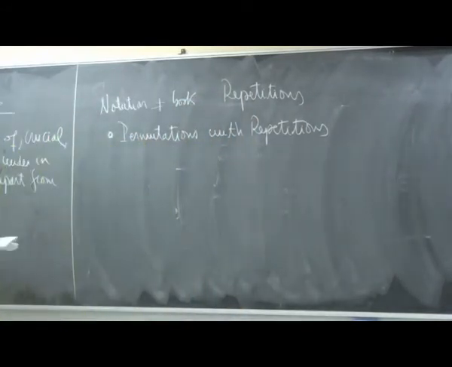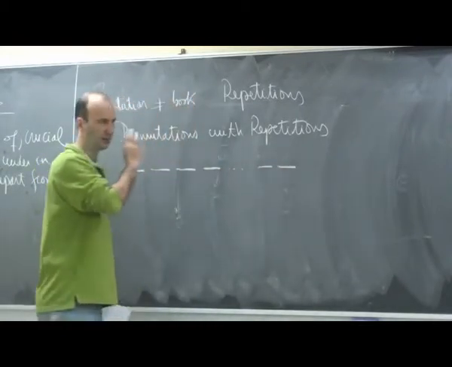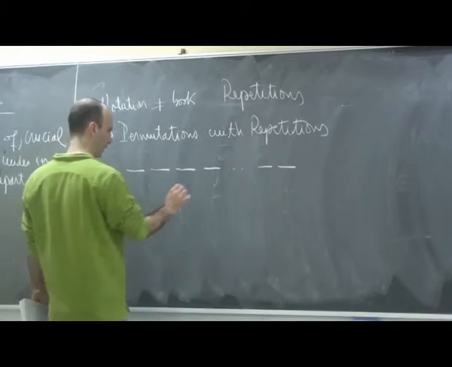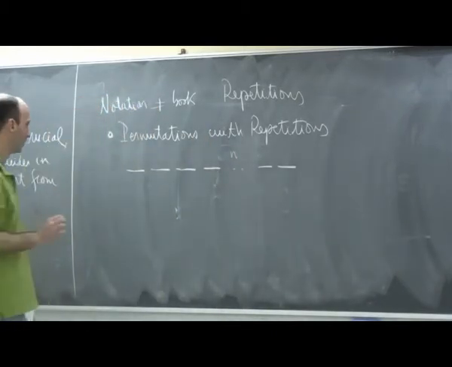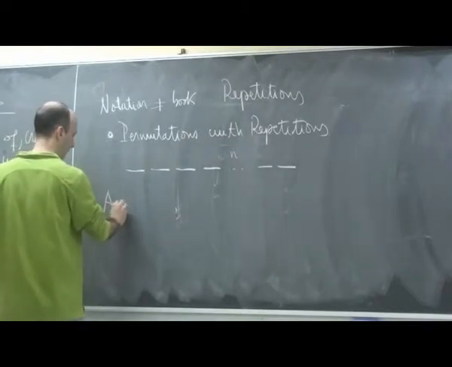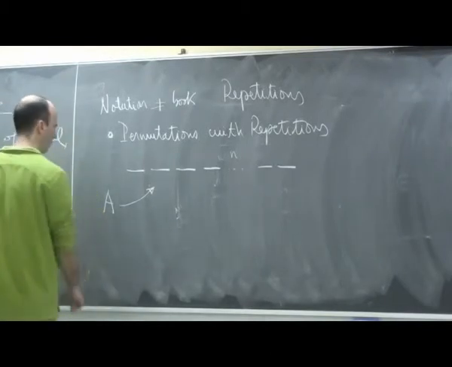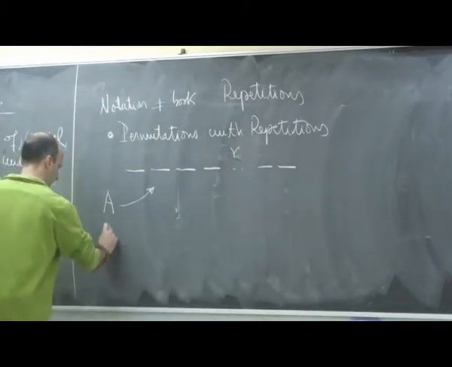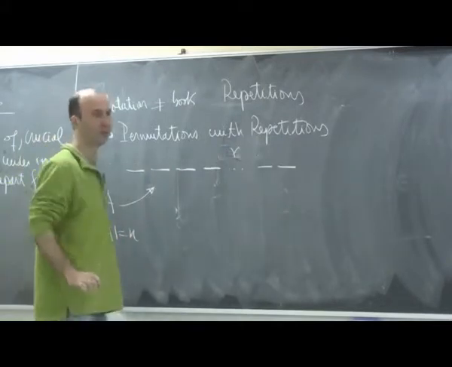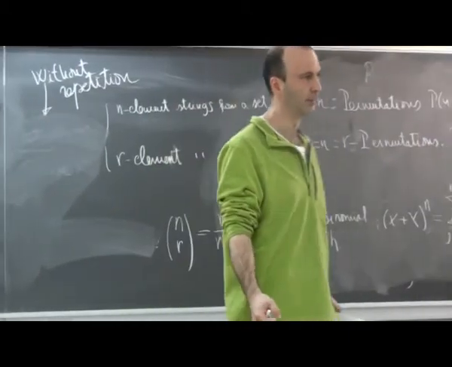Now I want to form, this will be the easiest one. I want to form an n element string by taking elements from A. This is R. And I have n elements. Obviously, as I said, elements can be repeated.